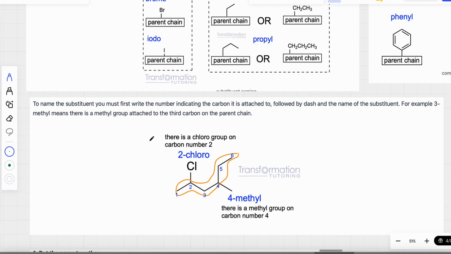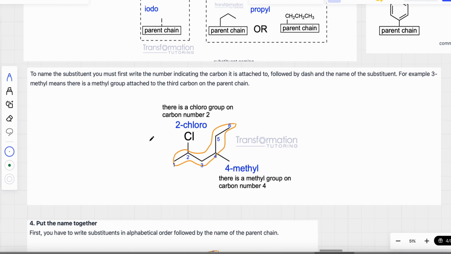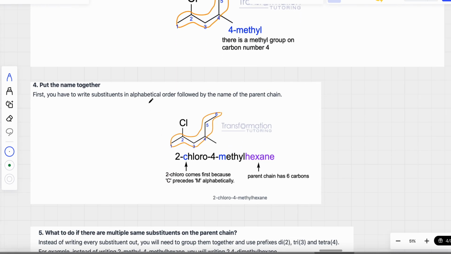In order to name your substituent correctly, you will put the name of the substituent, but before it, you will put the number which represents the carbon to which your substituent is attached. For example, my chlorine is on carbon 2, and so I will write 2 dash chloro. My methyl group is on carbon 4, so I will write 4 dash methyl. So first, just to repeat myself, I identified the parent chain, I numbered it properly, and then I named my substituents with the numbers. Now I can put my name together.